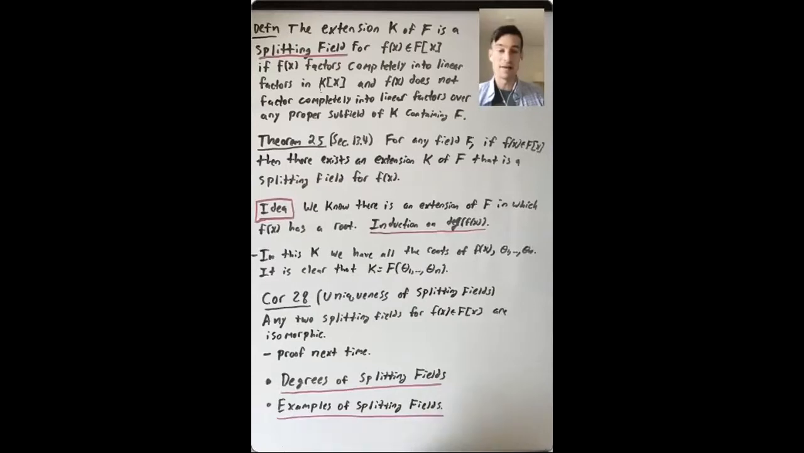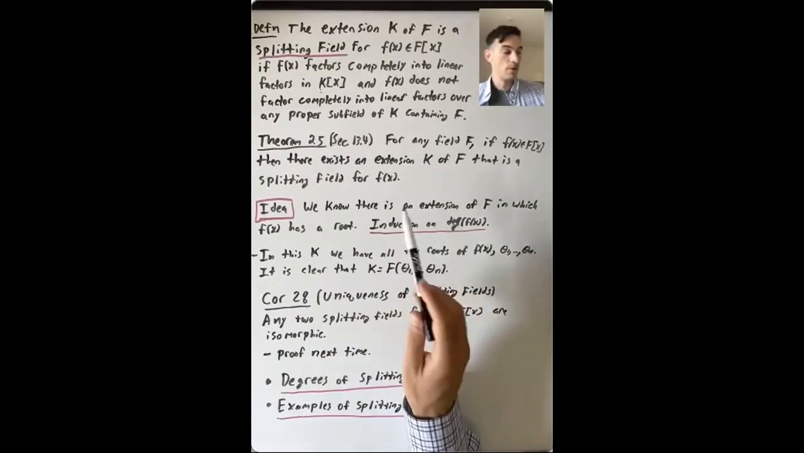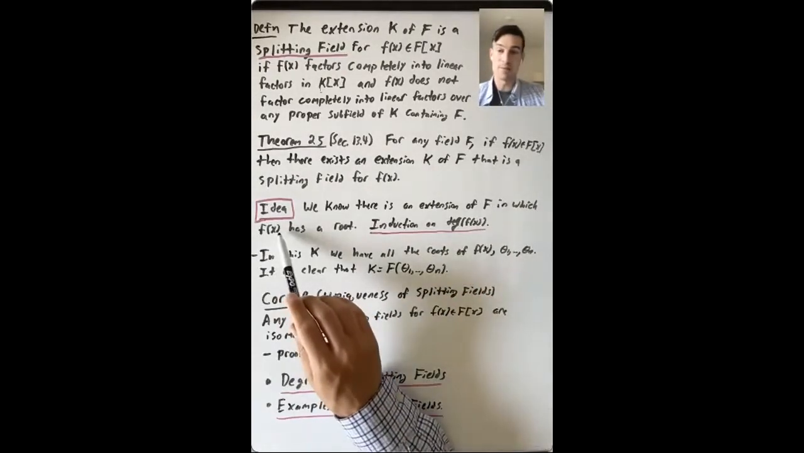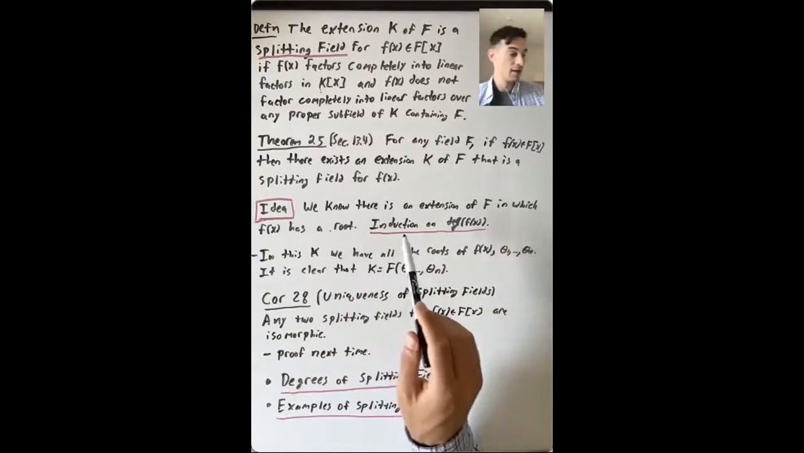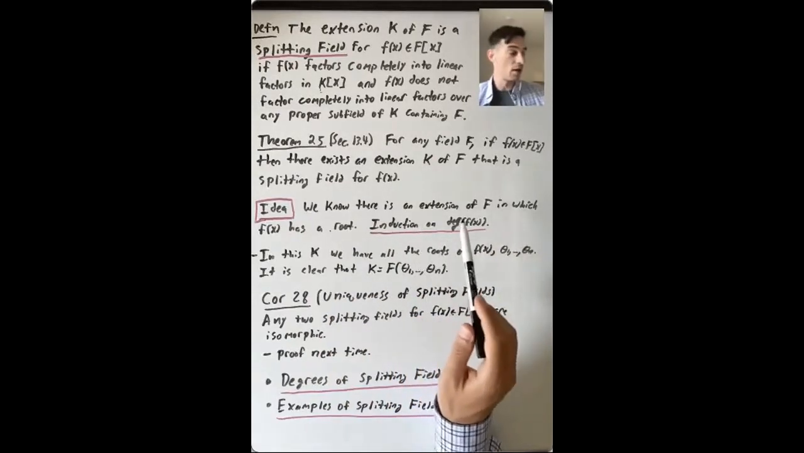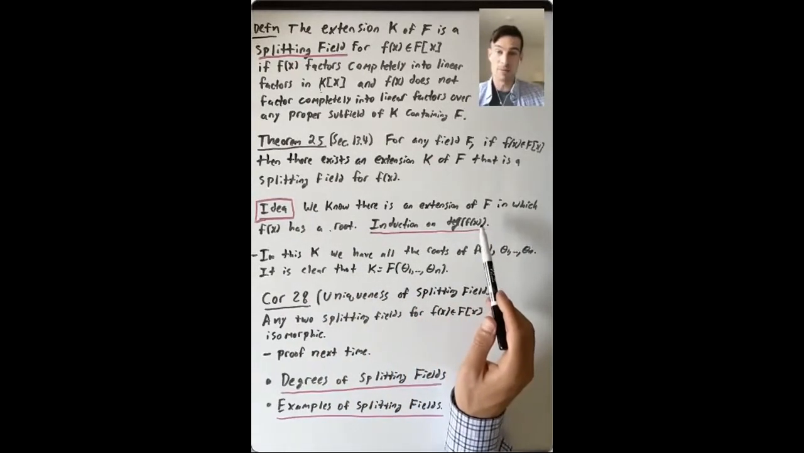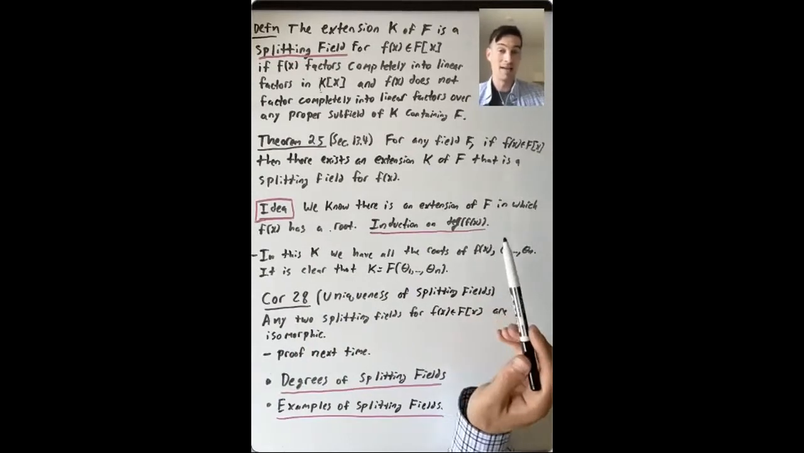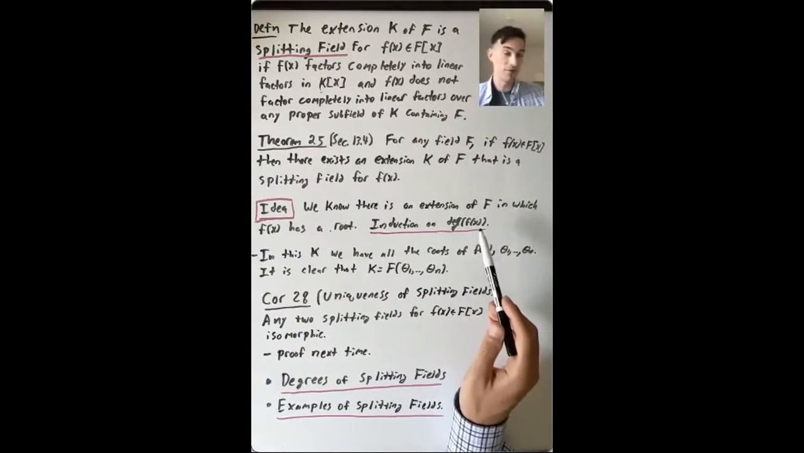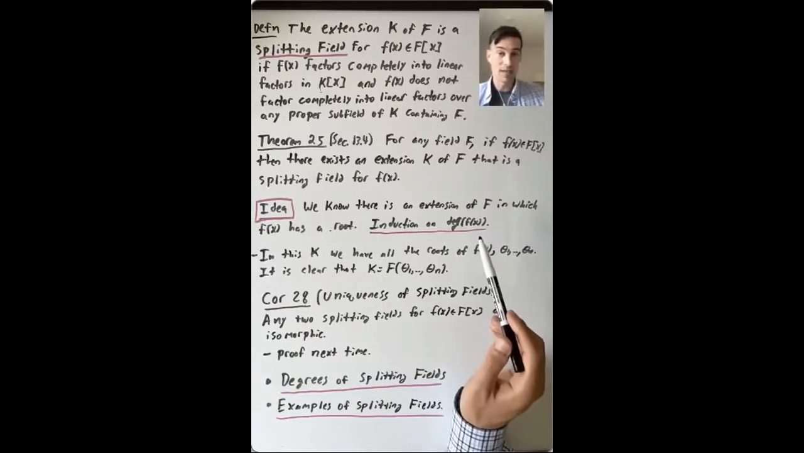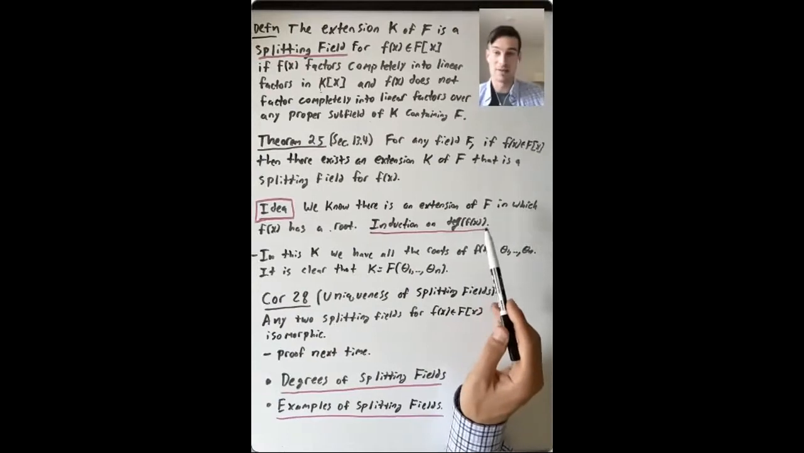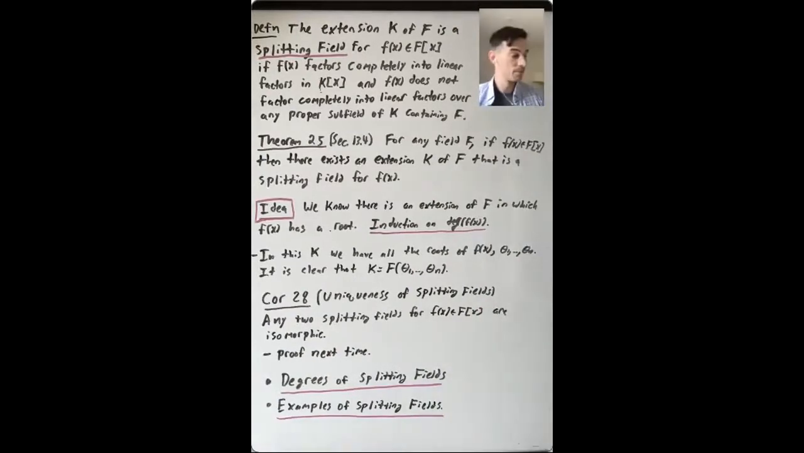And what was the idea? We showed very early in our study of fields that there is an extension of F in which this polynomial f(x) has a root. And the idea was to use induction on the degree of the polynomial. First, finding an extension where it had one root. In that extension, f(x) factored as some linear factor times some polynomial of degree at most one less than the degree of f(x).